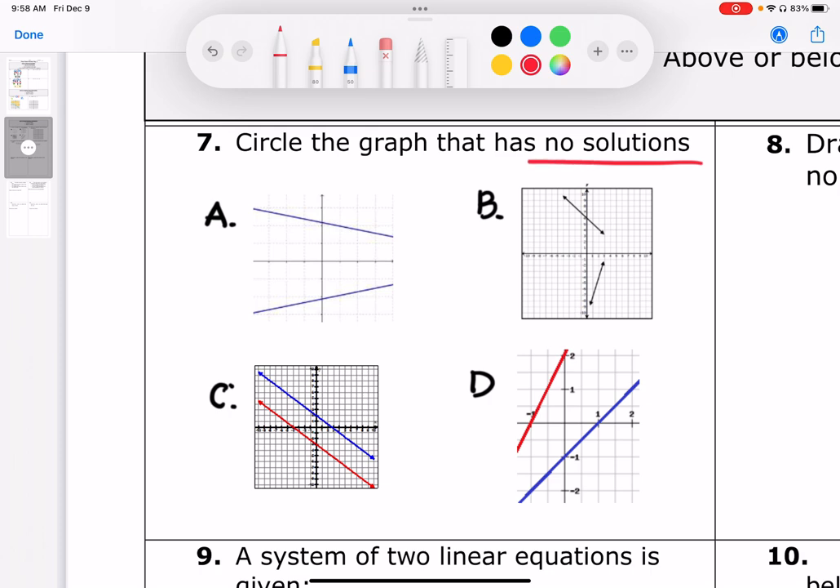When something says no solutions, the first thing that we should pop into our mind is parallel lines, because those are lines that do not cross, okay? When lines do not cross, there's no solution. So they should look like a pair of train tracks that never touch. And when I look at A, B, C, and D, C is my only option for two lines that are never potentially going to cross.